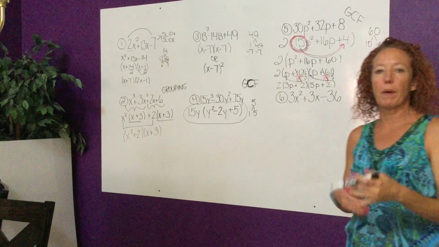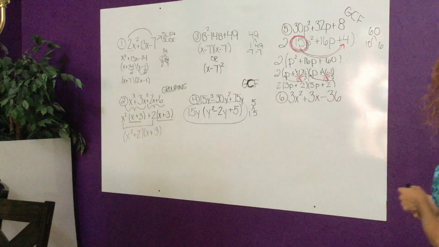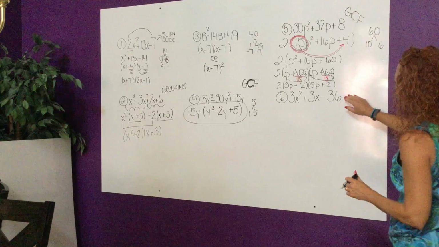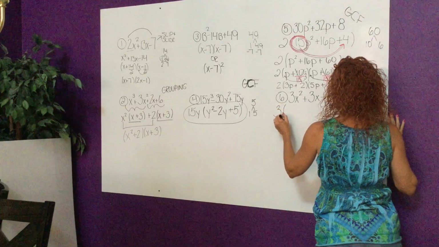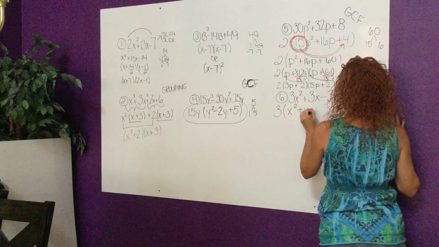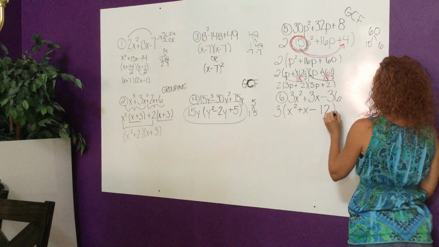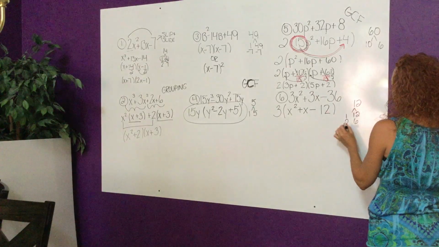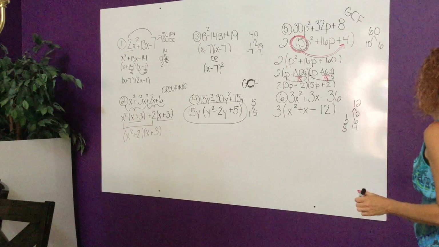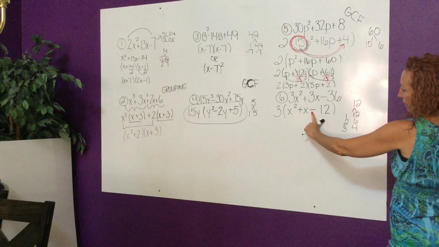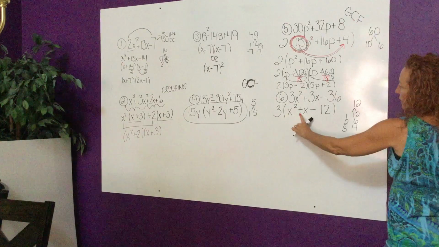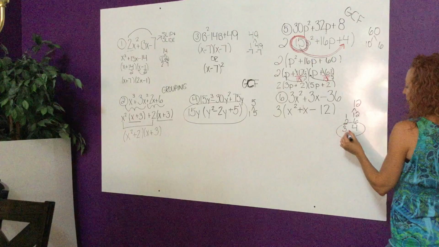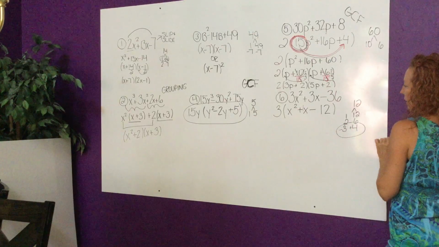So you can certainly go back and FOIL and do the check on your own to show yourself that it checks out. All right, last one has a GCF of 3. So we get x squared plus x minus 12. 12 has a lot of factors: 1 and 12, 2 and 6, 3 and 4. Since it multiplies to a negative, I'm going to have 1 of each. Since it adds to a positive 1, I'm going to choose these two factors, and it's going to be a plus 4 and a minus 3.